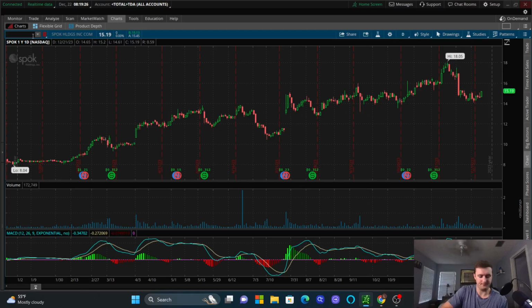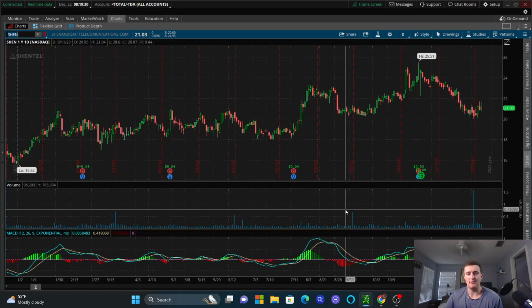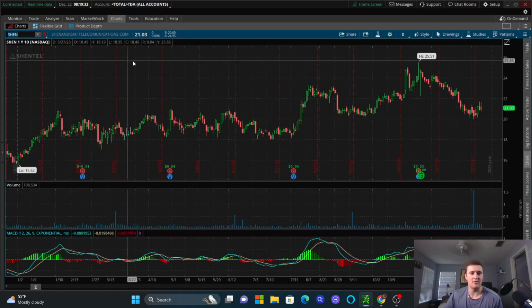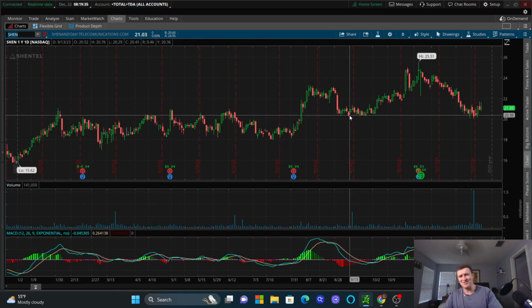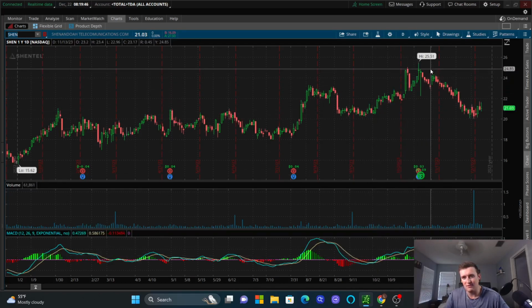Let's get one more. All right, Sheen, another perfect one here. This is Shenandoah Telecom. This is not Sheen, the Chinese manufacturing company. So let's look here. Perfect example. We had a cross. It's a little bit too close to this for comfort. However, it's been trading flat. And then we had that cross, which indicates a squeeze to the upside. And sure enough, it ran up.